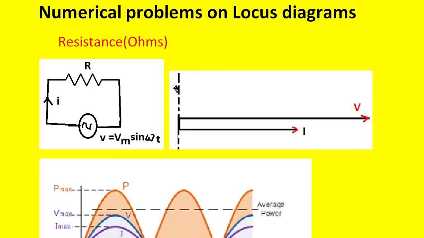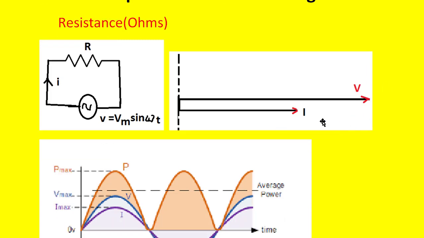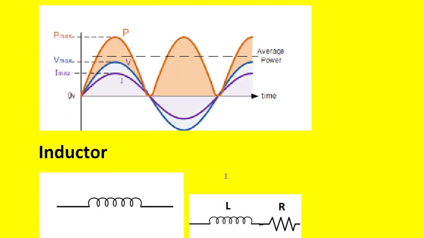So in a pure resistor, if you connect the AC supply like this, the voltage and the current flowing in the resistor are in phase with each other like this. And if you see the phasor diagram, we find this is the voltage waveform and this is the current waveform. Both are in phase.